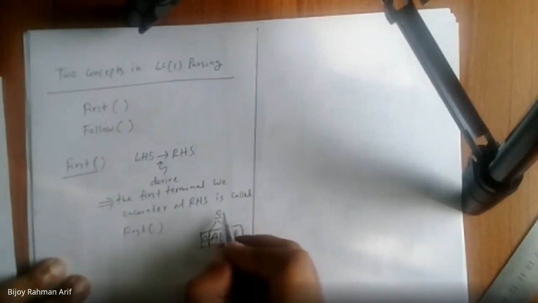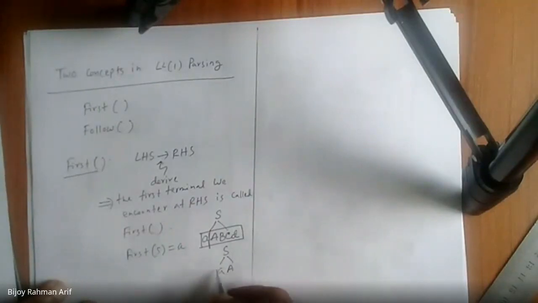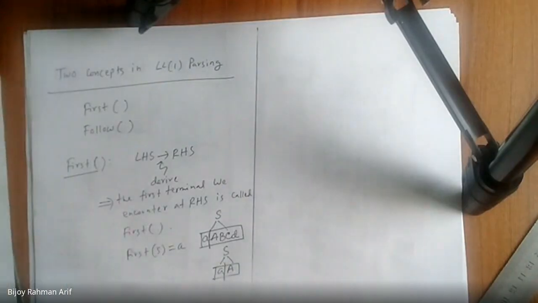The left-hand side is S. If we derive to the right-hand side, what would be the case? Small a, capital A, capital B, capital C, small d. So what is the first terminal we are encountering here? Small a. So first of S is a. Is it clear to you guys? Then S can also derive small a. In this case also, the first terminal we encounter is a. So again a, and we don't need to write it again. Is it clear to you?